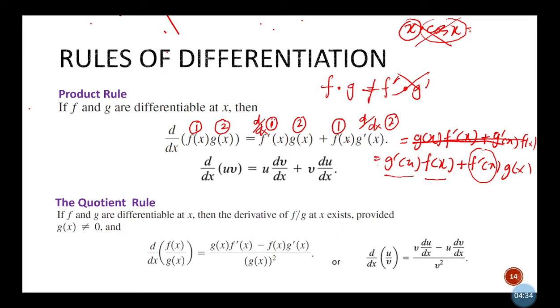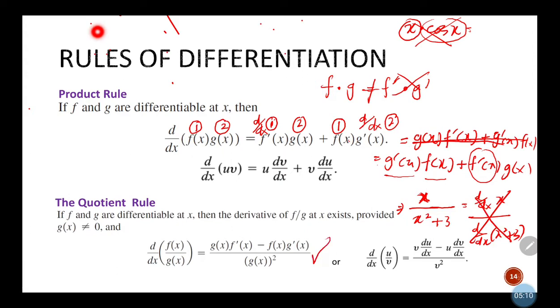And then the second one is the quotient rule. The quotient rule is for the division of functions. Say we have a function x over x square plus 3, for example. We can't, I think recently in example 5 some people tried to solve a question like this by finding the derivative of x, d/dx of x, divided by d/dx of x square plus 3. Again, this is wrong. You can't use it like that. Instead, you have to use the quotient rule.